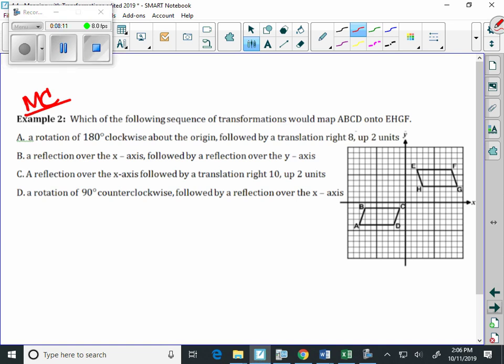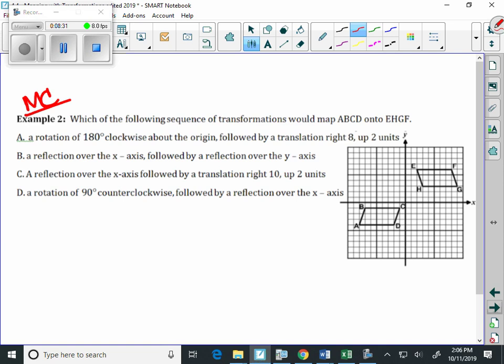The letters have to be in the same place. So again, A is the first position, E is the first position. So A goes to E this time. D is in the last position, F is in the last position. Look at where they are listed, because that's what goes with one another.